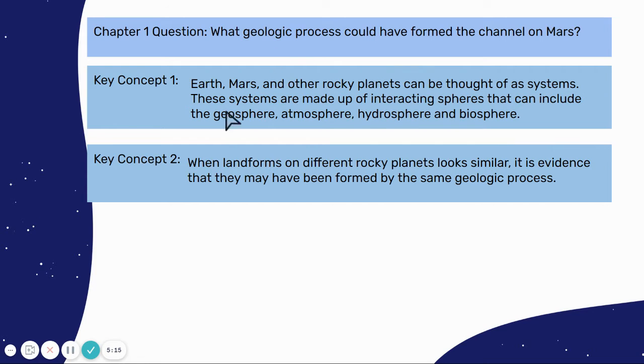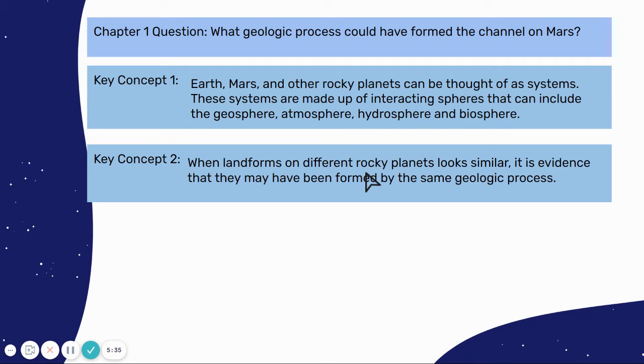In fact, this is what narrowed us down to look at Mars in terms of planets that are habitable. We compared the spheres. Now we're going to look closely at the geosphere and the hydrosphere to see which may have formed the channel. Then key concept 2: when landforms on different rocky planets look similar, it's evidence that they may have been formed by the same geologic process.